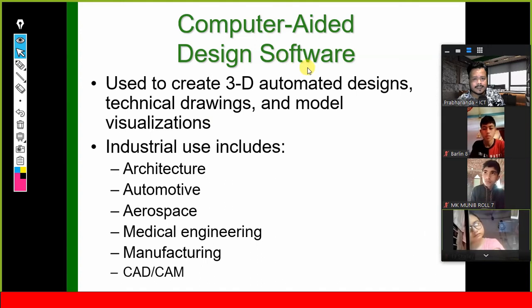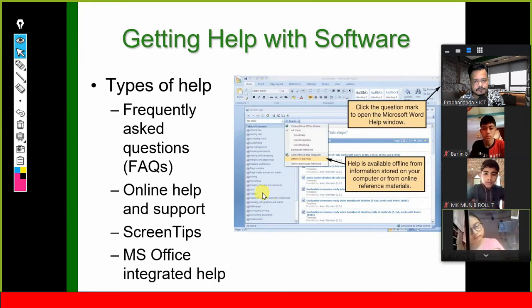Computer aided design, CAD, is used to create 3D automated design, technical drawing, and model visualization. Industrial use includes architecture, automotives, aerospace, medical engineering, manufacturing, CAD and CAM. Getting help in software, you have to type only help in the search button.